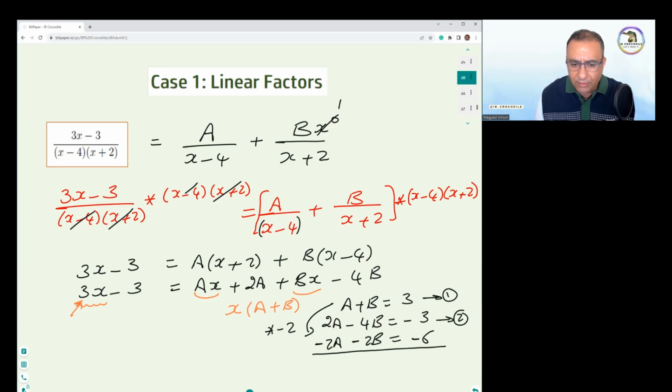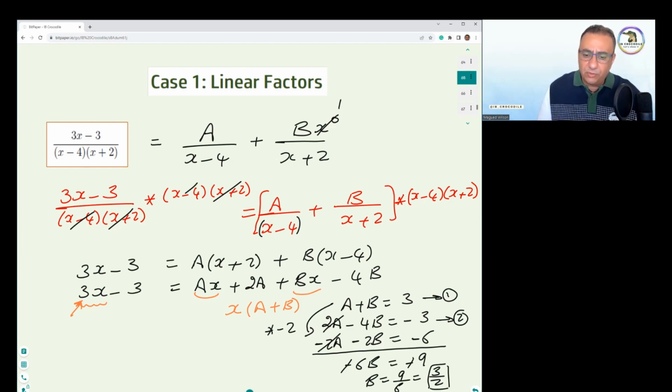So then you can add them. When you add, the 2a cancels out. Negative 4 minus 2 is negative 6, so negative 6b is negative 9. You can just cancel the negatives. So b is going to be 9 over 6, or basically 3 over 2. So that is the first constant, b equals 3 over 2.